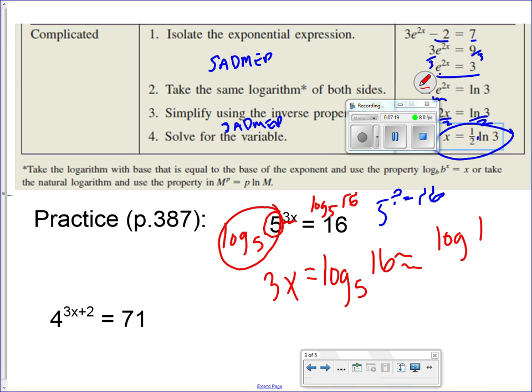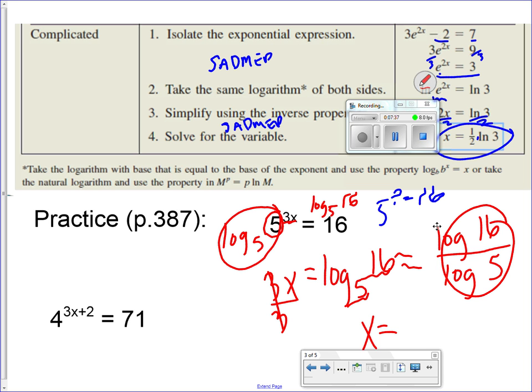You can find this in the calculator by doing log 16 divided by log 5. That's a change of base formula. You do log of the big number divided by log of the base. And then that'll give you a value in your calculator. The last step you would do is you would divide by 3. So whatever this number is, I'm going to divide it by 3.